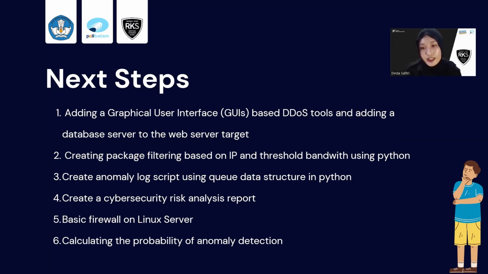Next, we will prepare a report that analyzes potential security risks and suggests improvements. A simple firewall will be set up to control traffic and enhance server protection. And the last one will calculate the likelihood of detecting anomalies to evaluate our system's effectiveness.